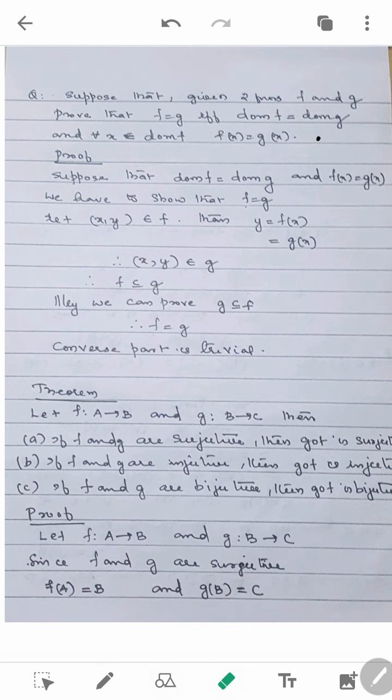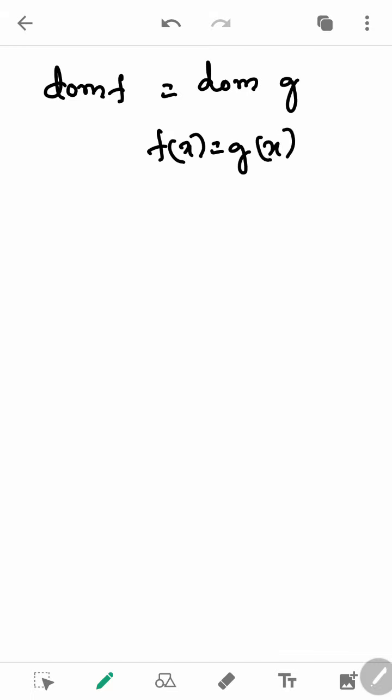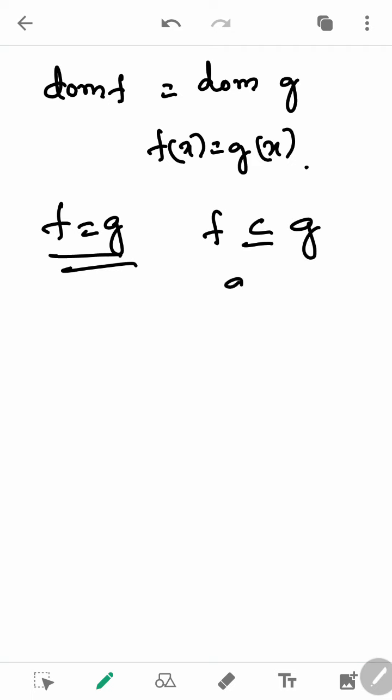What is given? Domain of f is equal to domain of g, and f of x is equal to g of x. We have to prove that f is equal to g. Here the domains are equal and the function values are the same. We have to show that the functions are the same. Okay, how can you show that f is equal to g? Similar to the previous one, f is a subset of g and g is a subset of f, then we can say that f is equal to g.